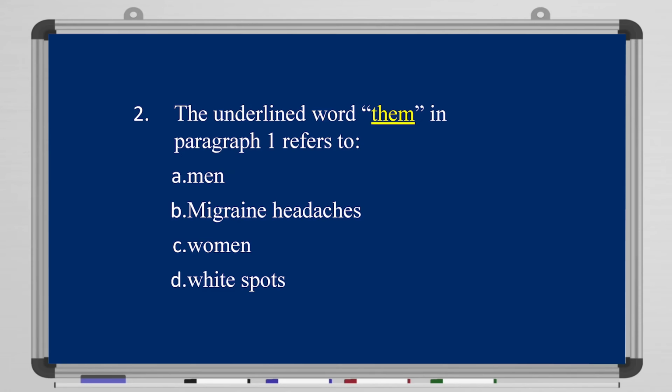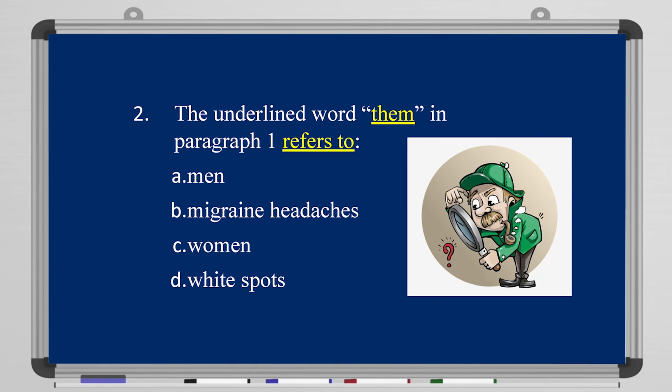Let's look at number 2. The underlined word "them." I told you to pay attention to that. The word "them" in paragraph 1 refers to. Who does it go back to? Does it go back to the men? Does it go back to migraine headaches? Does it go back to women or white spots? If you go back to the reading passage, you will find that it is actually referring to migraine headaches.